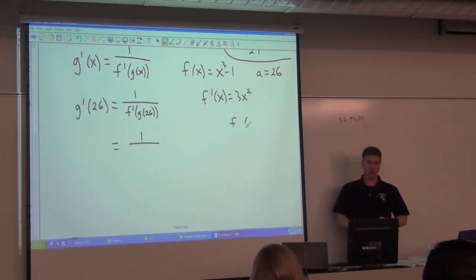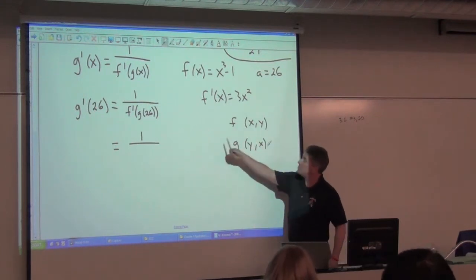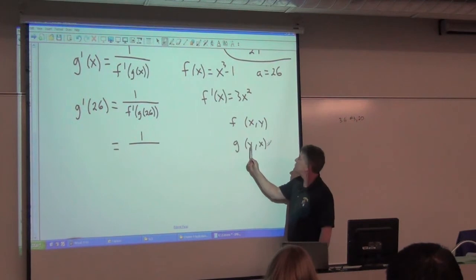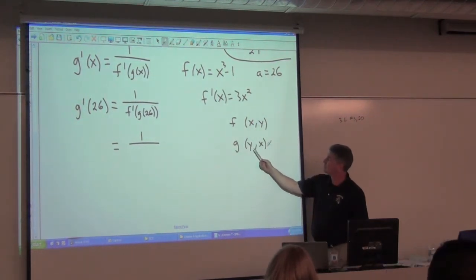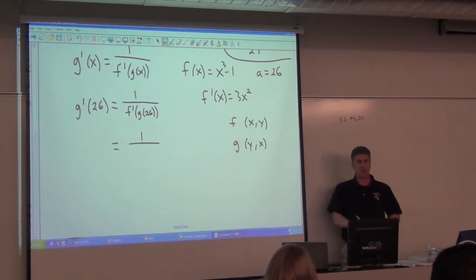If you've got a function, you've got x and y. If g is its inverse, then those switch. So when they're saying this 26, if 26 is an x in the inverse, it's really the y of the function. So if we take that original function, set x cubed minus 1 equal to 26. You add 1, you get x cubed is 27. Take the cube root of both sides, you get x is 3.